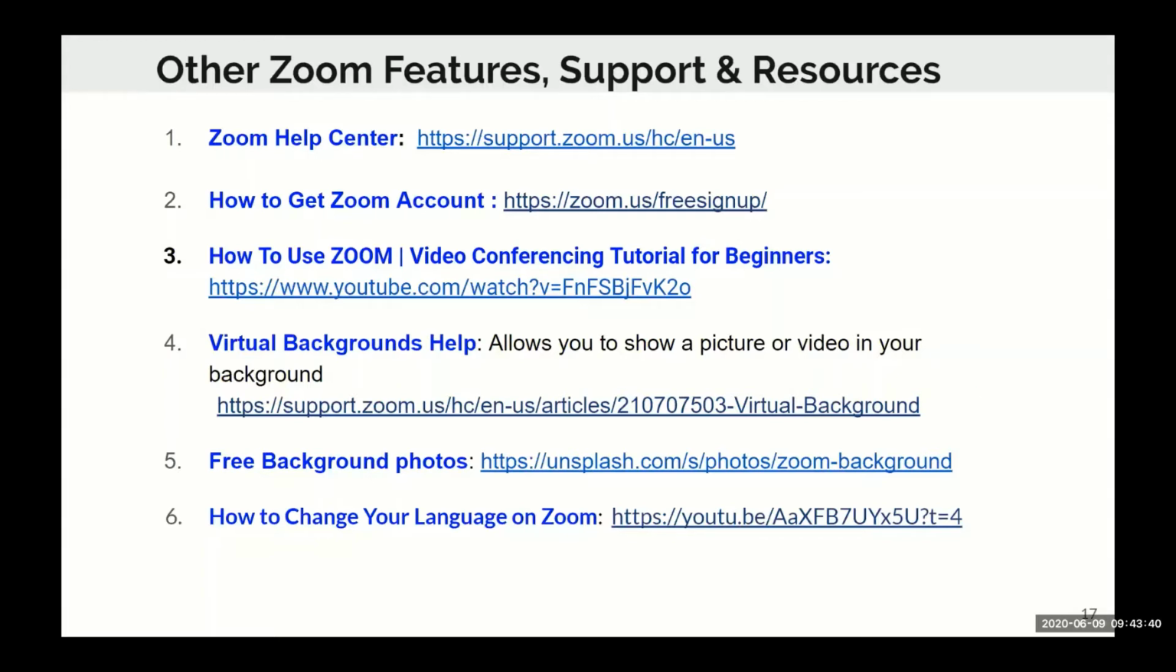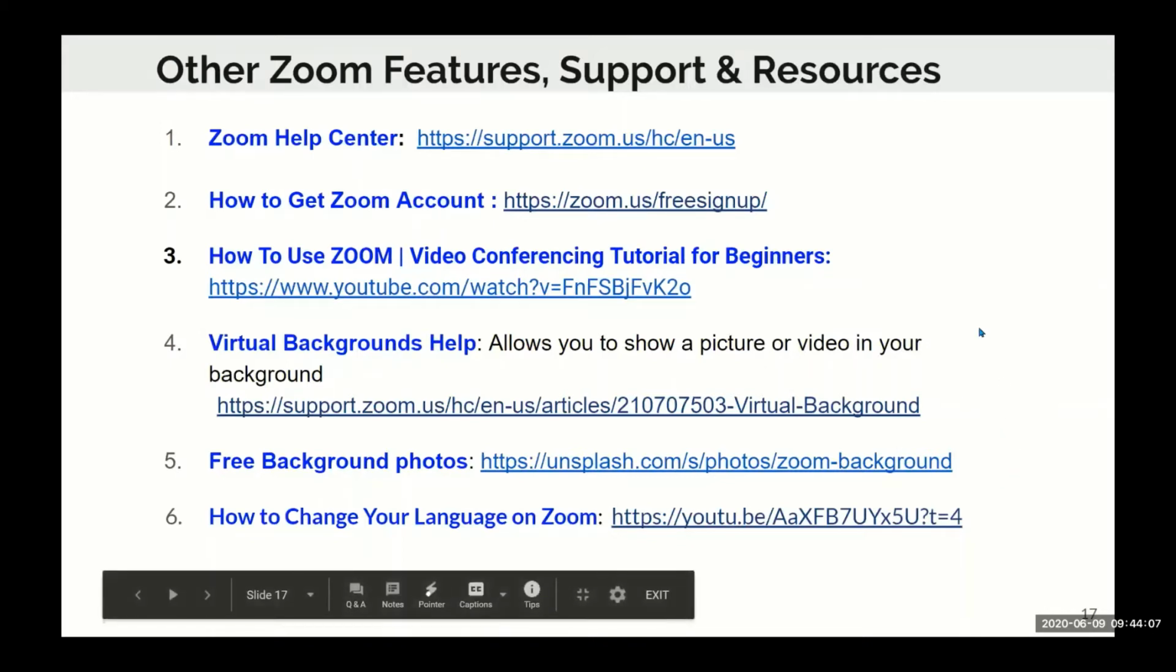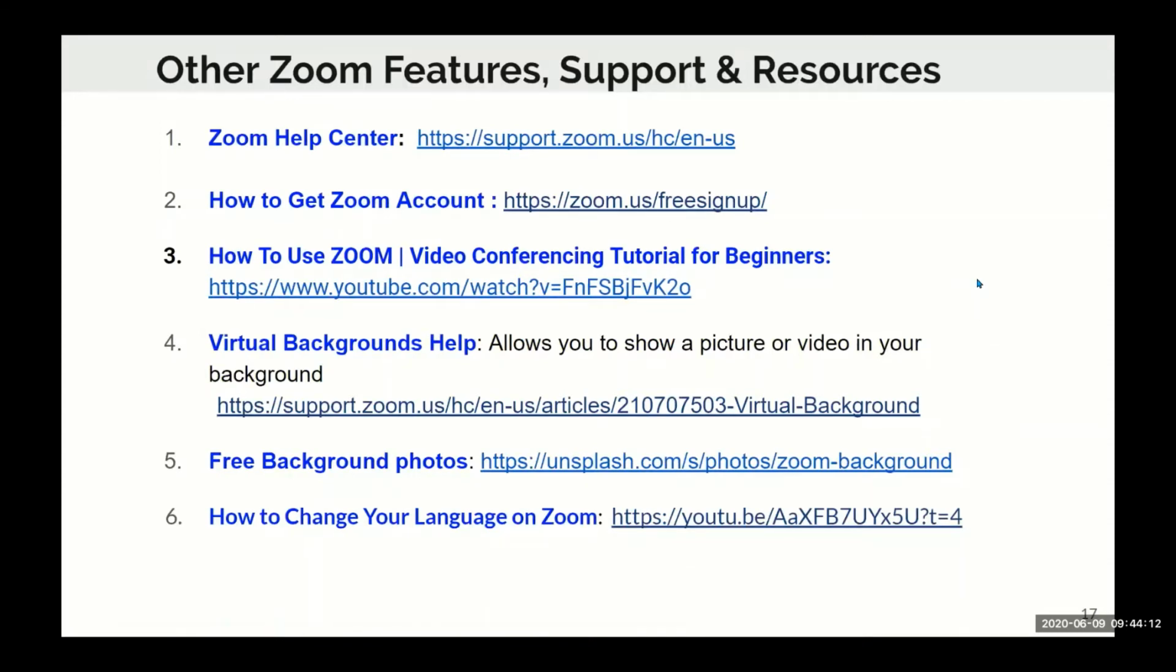The fifth item is the free background photos. So if you don't have any good photos and you want to see what's there that is free that you can use for your background, here is the link that you can download some free pictures. And then another question that I have from other people is, how do I change the language on Zoom? And you can do that. There is also a video that's pretty easy to follow that shows you how to do that. If you want to change the language to, let's say, Chinese, or other people want to change it to Spanish, for example.